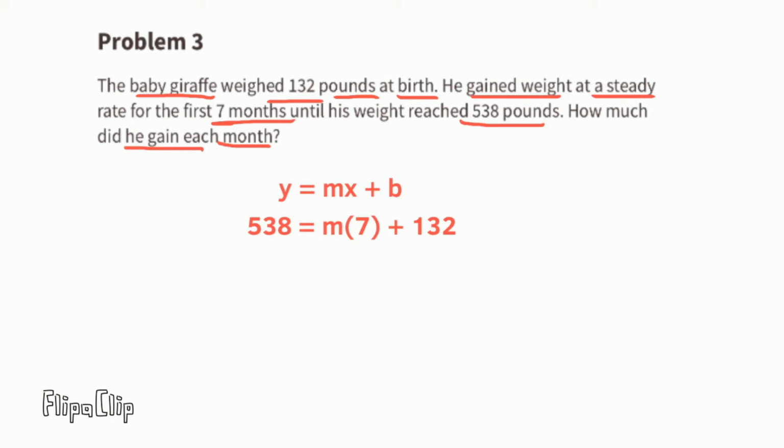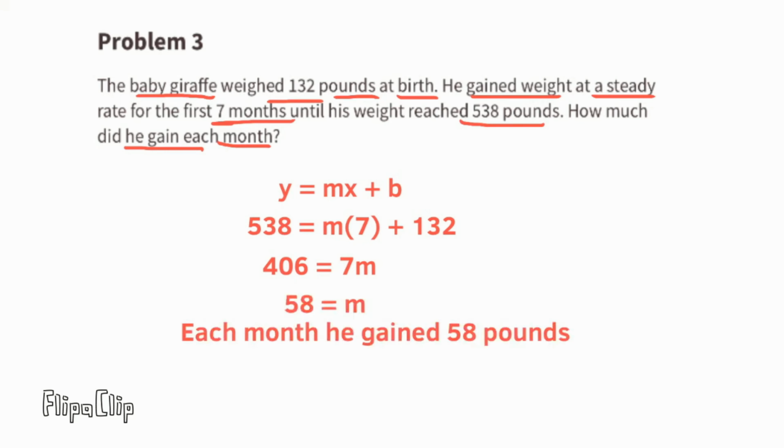X is the number of months, which is 7, so we can substitute a 7 for x. And b would be the weight at birth. We can substitute the b with 132 pounds, or 132. Next, we can subtract 132 from both sides of the equal sign, and that leaves us with 406 equals 7m. Finally, we can divide both sides by 7, and that leaves us with m equals 58. That means that each month the baby giraffe gained 58 pounds.